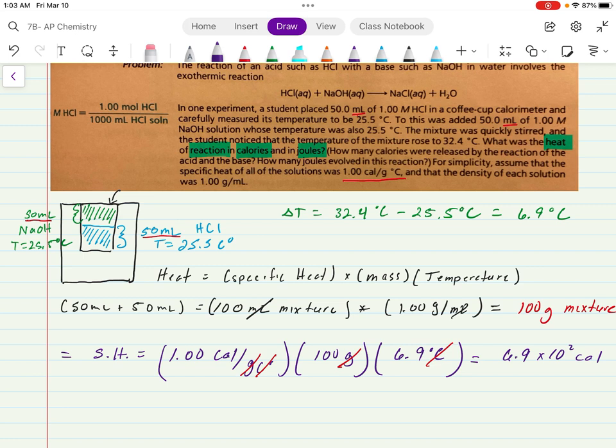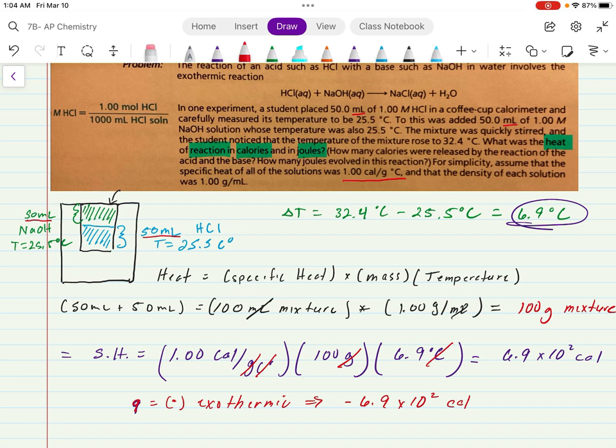Now, we saw an increase in temperature. This increase in temperature here was an increase in the surroundings, right? So because we observed an increase in temperature of the surroundings, this value has to be negative, because that means our heat is negative, which makes it exothermic. Therefore, our value becomes negative 6.9 times 10 to the 2 calories.